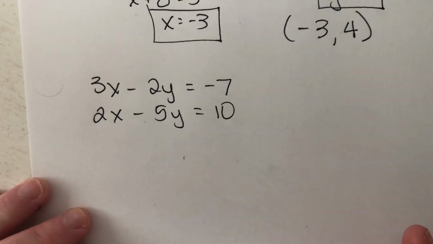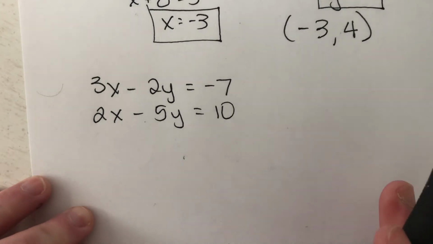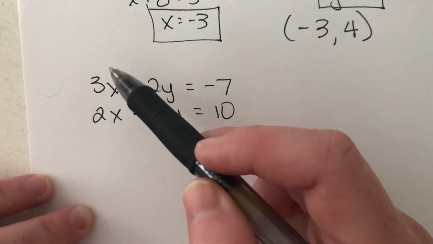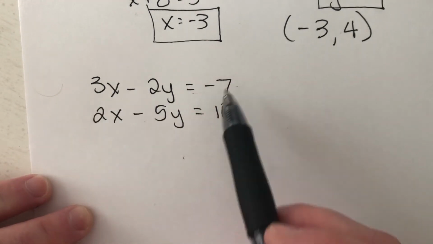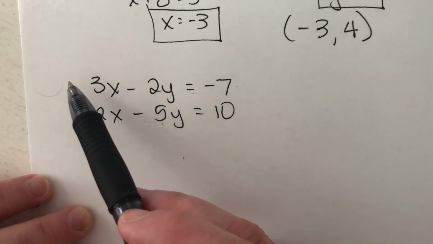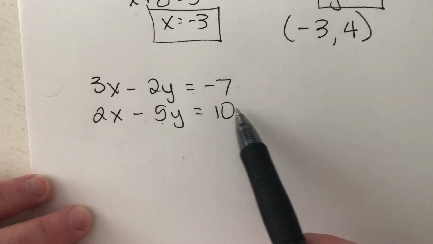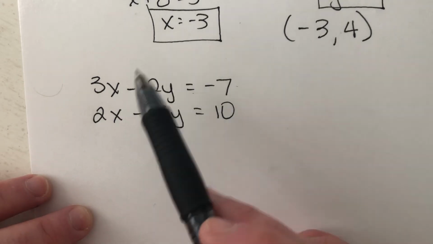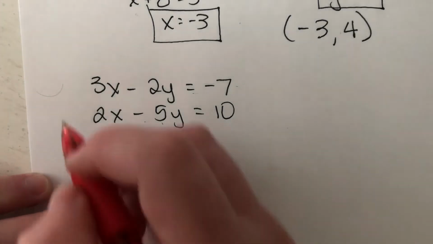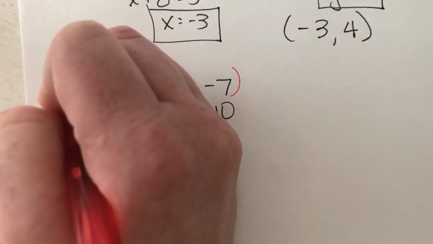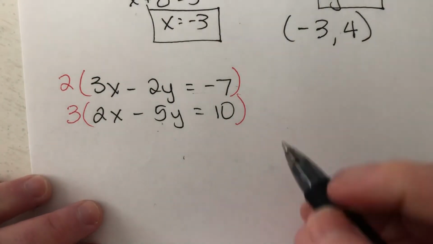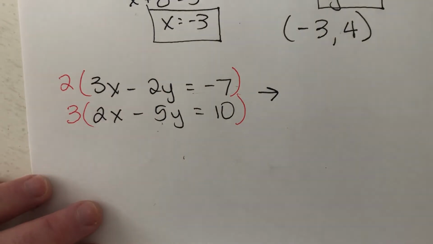So now, it doesn't really matter which one I'm multiplying, I just want to multiply by the smallest numbers possible. So if I need to make my x's match, I have to multiply the top by 2 and the bottom by 3. If I want to make my y's match, I have to multiply the top by 5 and the bottom by 2. 5 is the biggest number, so I don't really want to deal with that. I want to deal with the smaller numbers. So I'm going to multiply this top equation by 2 and the bottom equation by 3. And when I do that, my x variable is going to match, okay?